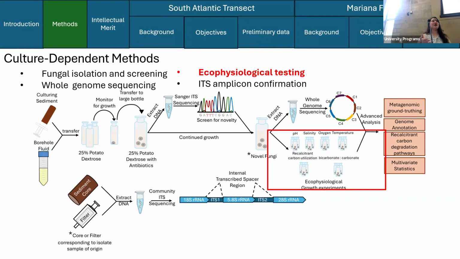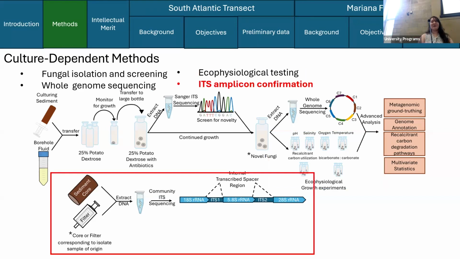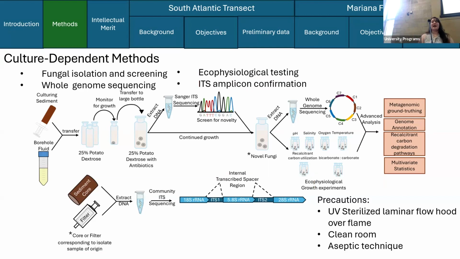And you might think, how do we confirm that our isolate is from the environment that we're studying and not from contamination? And we do that by looking at culture independent amplicon sequencing of the original sample. So we will sequence the ITS community of our original sample that hasn't been cultivated in the lab to confirm that our cultures exist within that community. And all the precautions for this are very similar to the previous slide, with the addition of all culturing being done under a UV sterilized laminar flow hood over an open flame.